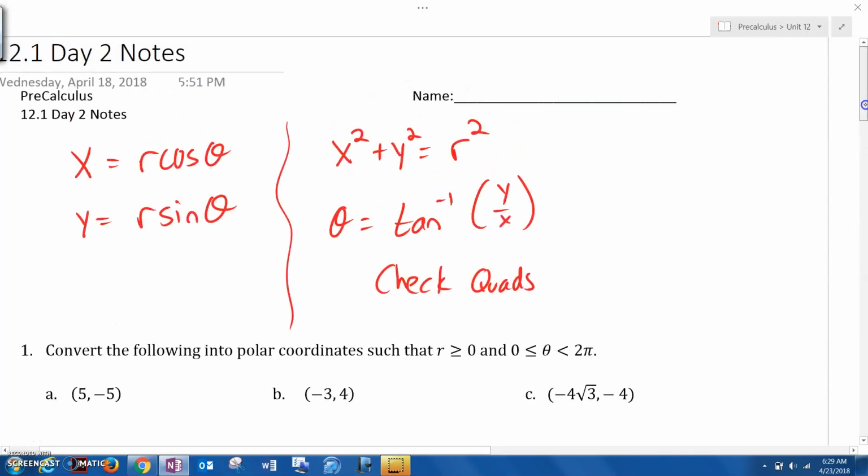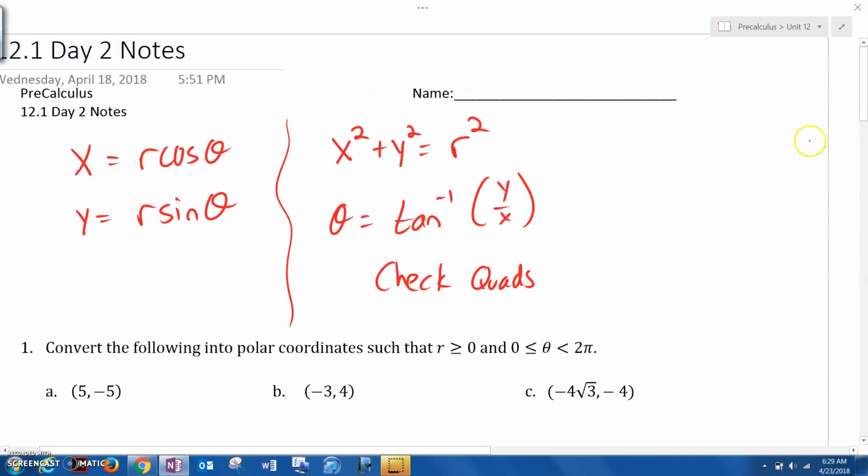Alright class, today we're going to finish up 12.1, which were notes about how to convert between polar and rectangular. Please pause and just write these down again. These were from yesterday's notes. These are the formulas you will need to go back and forth.